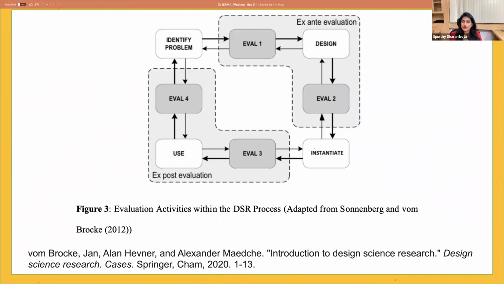So finally, I'll talk about, in the design science research paradigm, the importance of evaluation. Here you see that the evaluation takes place in the form of 4 phases: first evaluation, second evaluation, third evaluation, fourth evaluation in a typical design science research cycle. As soon as you identify a problem, you evaluate it, you justify it, saying, okay, the problem is novel.